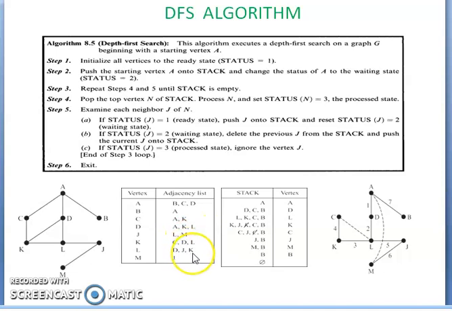What is the next one? K. Verify the K. K's status is 2 because it is already visited, that is, waiting in the stack. If the status is 2, delete the previous K from the stack and push the current K onto the stack.